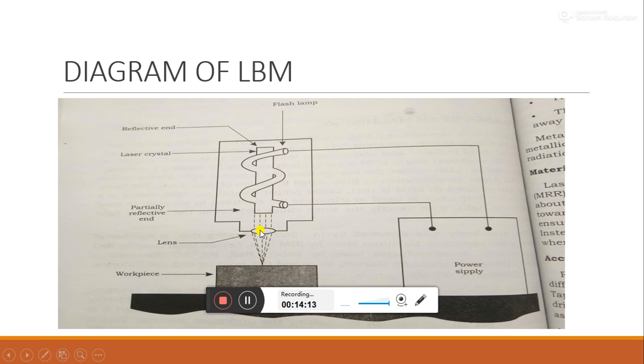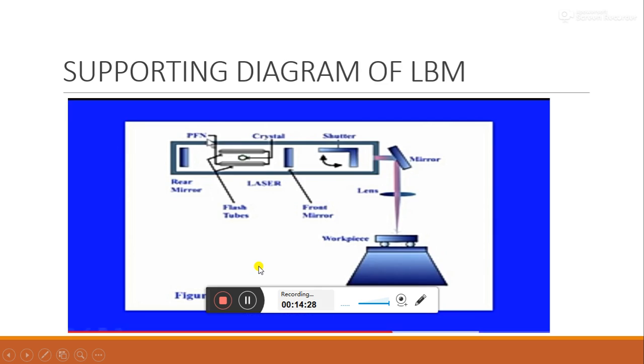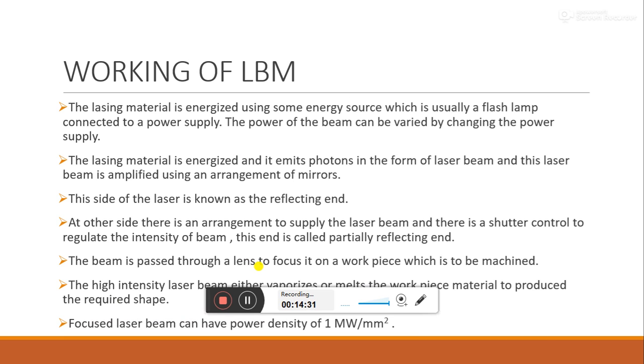Through the lens the beam is given out, and it is focused on the workpiece, and through the heat generated by the beam, the area of the workpiece is vaporized, and the cut is made. So this is how the working of laser beam machining occurs.